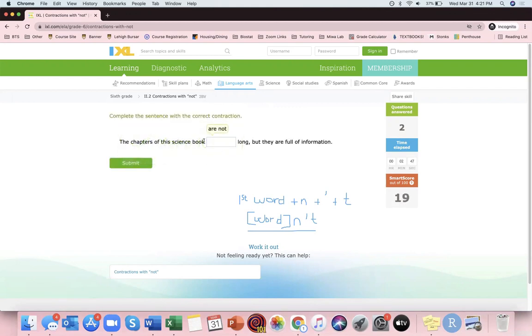The chapters of the science book are not long, but they are full of information. So following the formula, we have first word, which is are, A-R-E. Then we put the N, then apostrophe, and then T. So it'd be aren't. So the chapters of this book aren't long, but they are full of information. Okay, Mrs. Whitehead has not picked any of the apples from her tree yet. So following the formula, the first word is has, H-A-S. Then we put the N, apostrophe, T. So Mrs. Whitehead hasn't picked any of the apples from her tree yet.